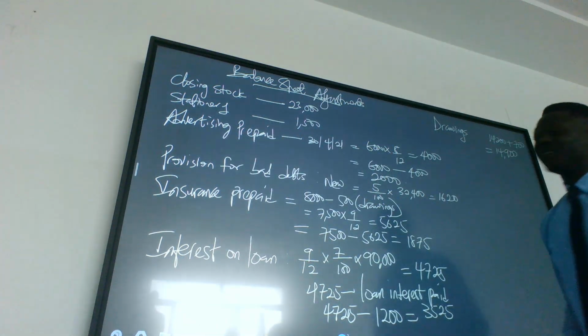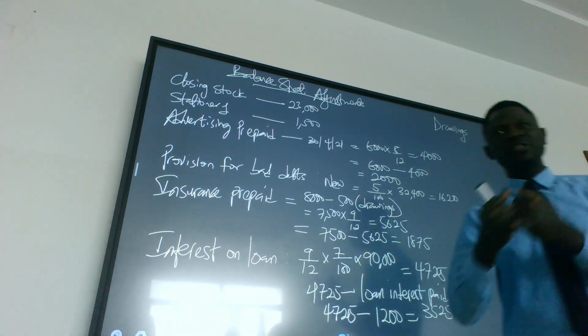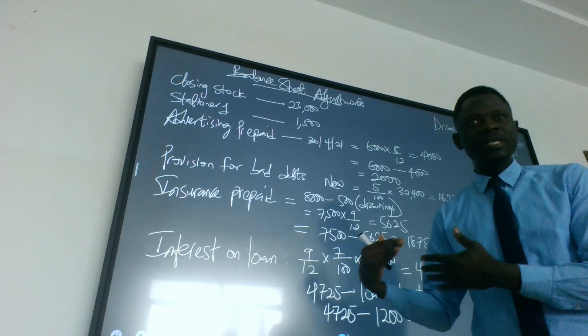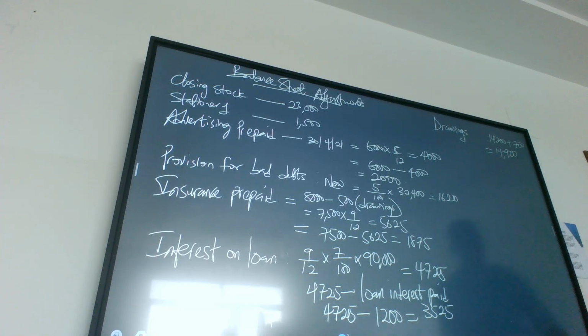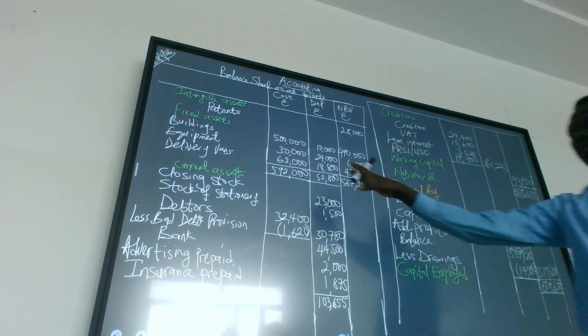So we're rounding up the final account. We've done the profit and loss account. But before we go to the balance sheet, we need adjustments for the balance sheet. This is the balance sheet. We have the balance sheet already.